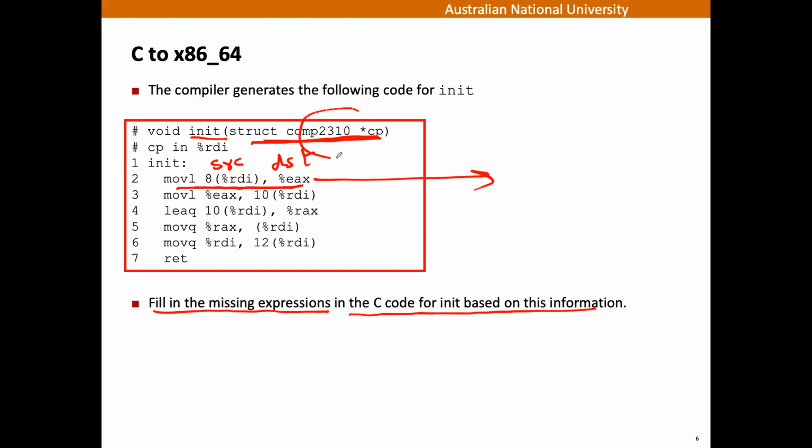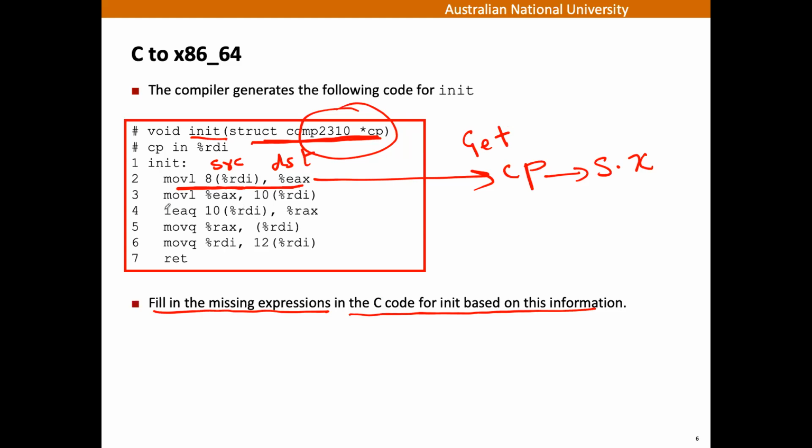So what this line is doing, it's taking whatever is passed in the RDI register, which is CP, the pointer to the struct. This is a load from memory. It's taking s.x. This is a load from memory. It's loading from CP, dereferencing it, getting s.x and loading it in EAX.